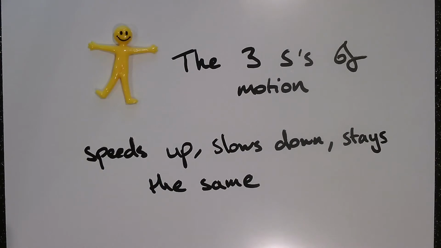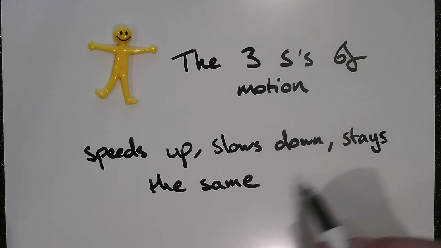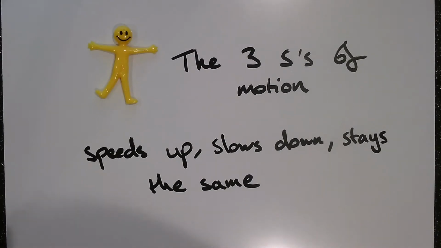Today what I want to go through is what I call the 3 S's of motion. This is a way of linking the resultant force of an object to the motion that that object then performs or undergoes. Strictly speaking, this last one stays the same. I'm going to expand on that later on, but just as a starting point, I like to refer to it as the 3 S's whilst we work on understanding it.